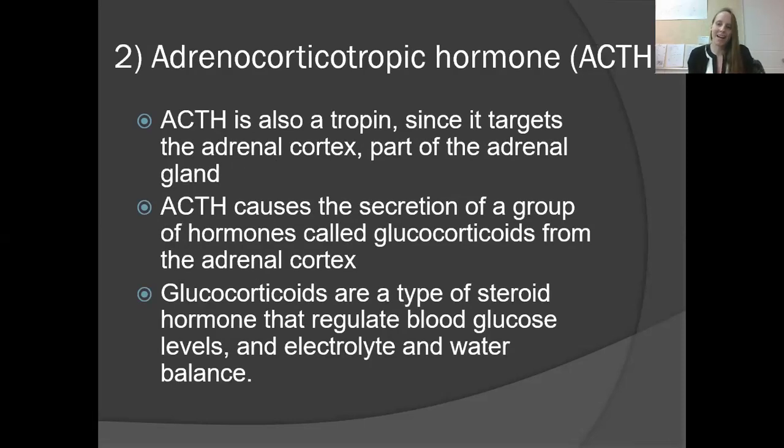Adrenocorticotropic hormone, called ACTH for short, is also a tropic hormone. As the name suggests, it is going to stimulate the adrenal cortex. So the adrenal cortex is the outside of the adrenal gland. ACTH is going to cause hormones called glucocorticoids to be released from the adrenal cortex. Those glucocorticoids are a type of steroid hormone that helps regulate blood glucose and water balance. And we're going to talk about those more later as well.